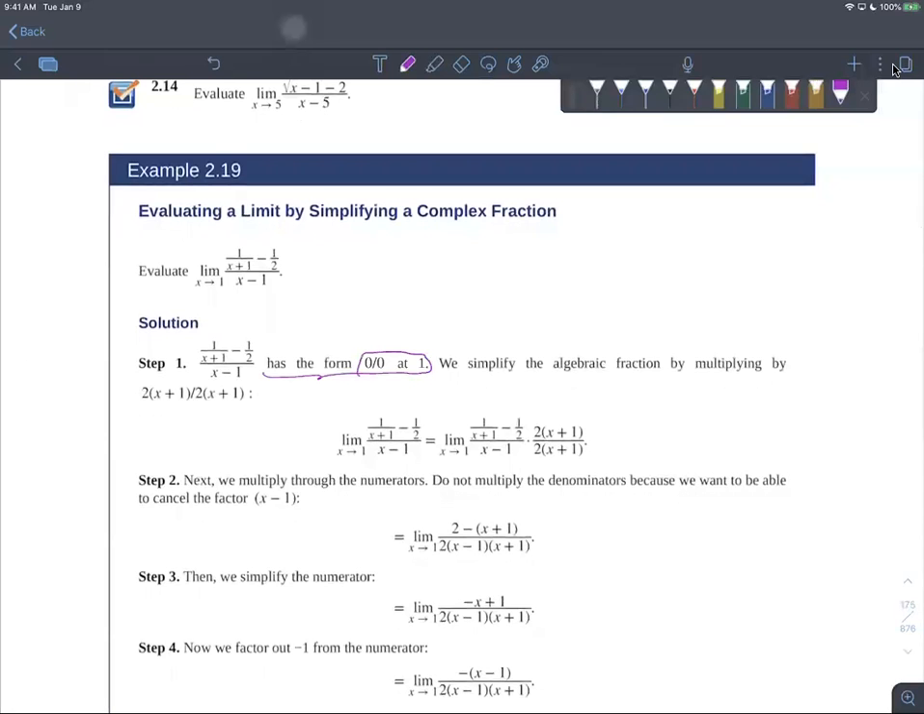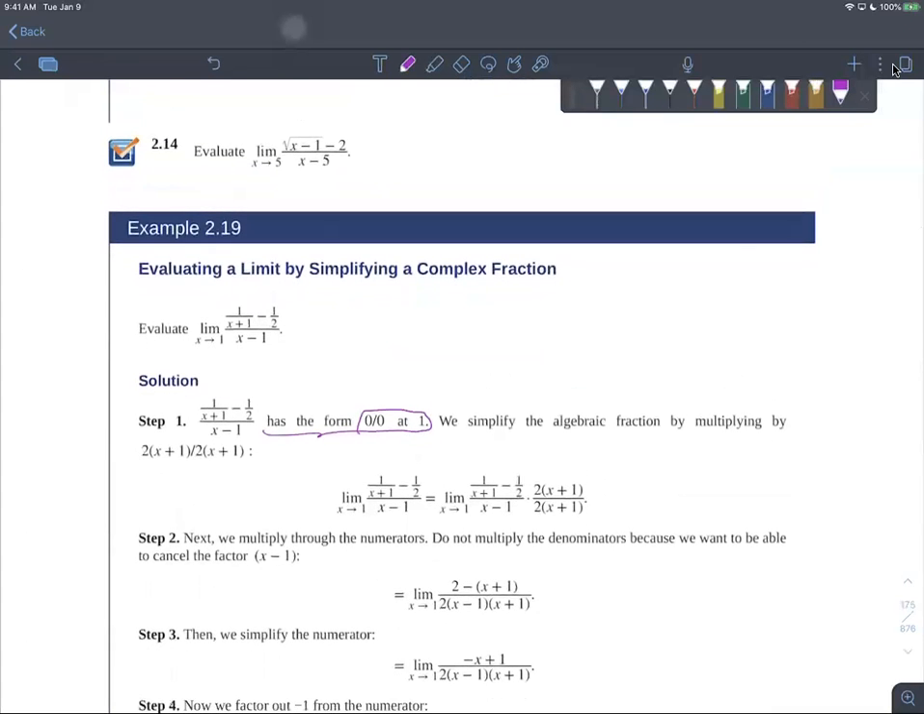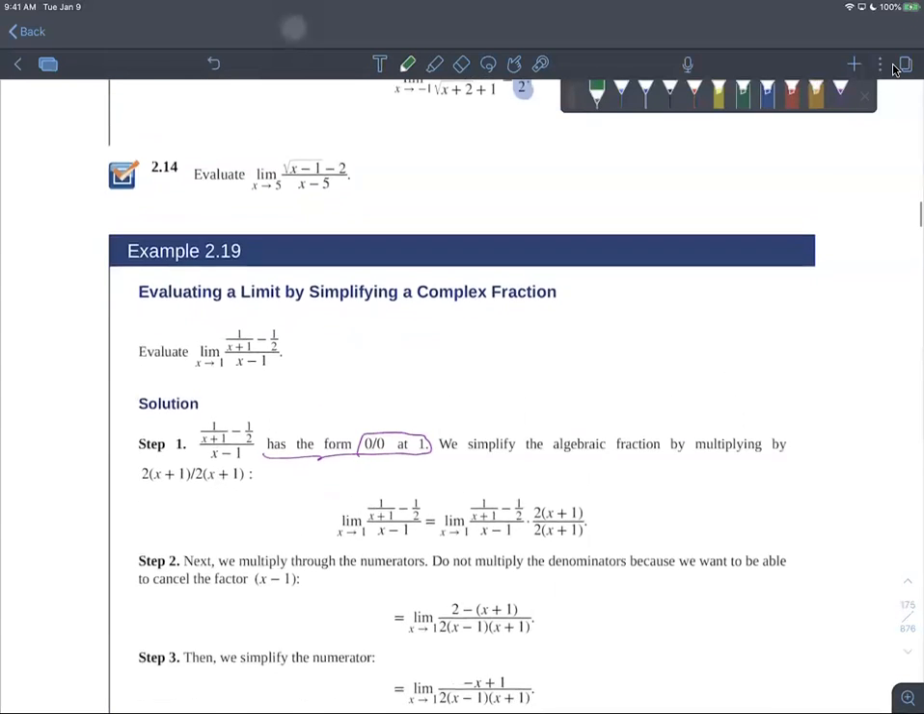You should try direct substitution in the beginning because it might just work and you'll be done. But if it doesn't work and you get an indeterminate form, then maybe you have to simplify your complex fraction. So let's take a look. How would we simplify this? 1 over x plus 1 minus 1 over 2 over x minus 1. One way to do this is to get a common denominator.